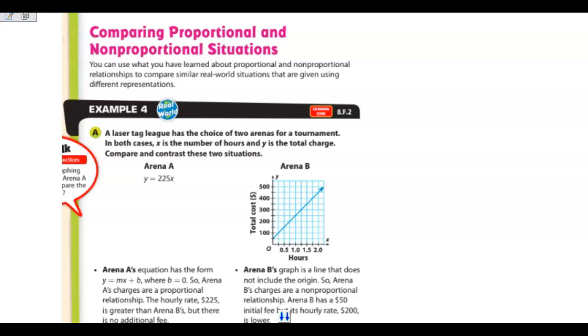It says a laser tag league has a choice of 2 arenas for a tournament. In both cases, x is the number of hours and y is the total charge. Compare and contrast these two situations. Well, when I look at arena A, and it's an equation, if I were to compare it to the slope-intercept form, do I have a y-intercept? No, there's no y-intercept. So, because my y-intercept is 0, this is proportional.